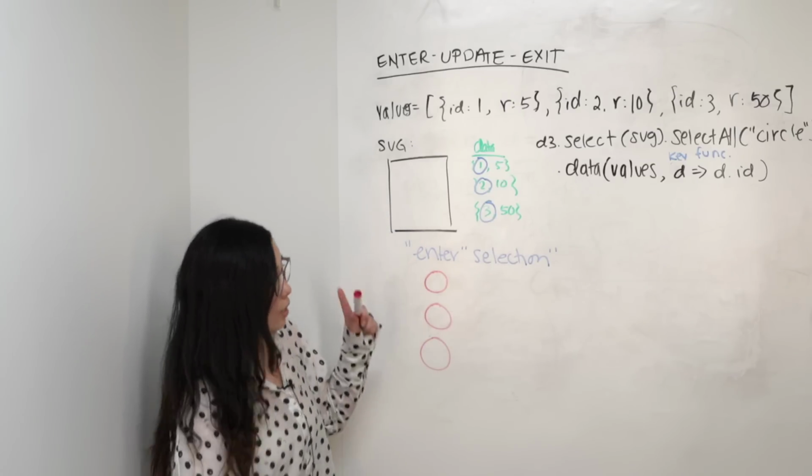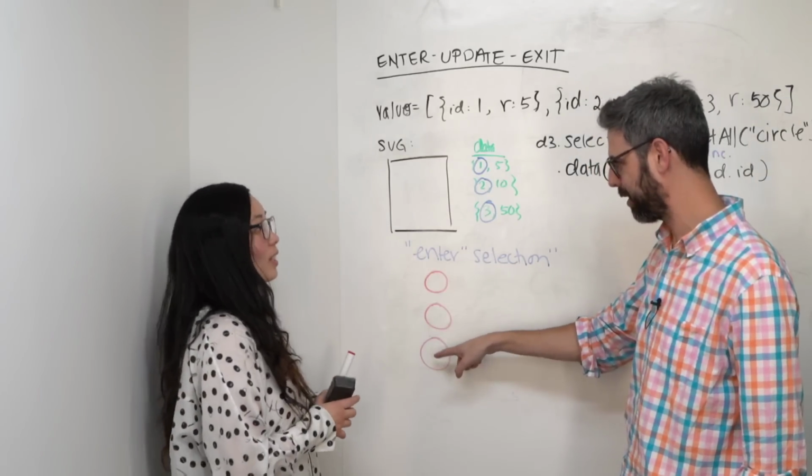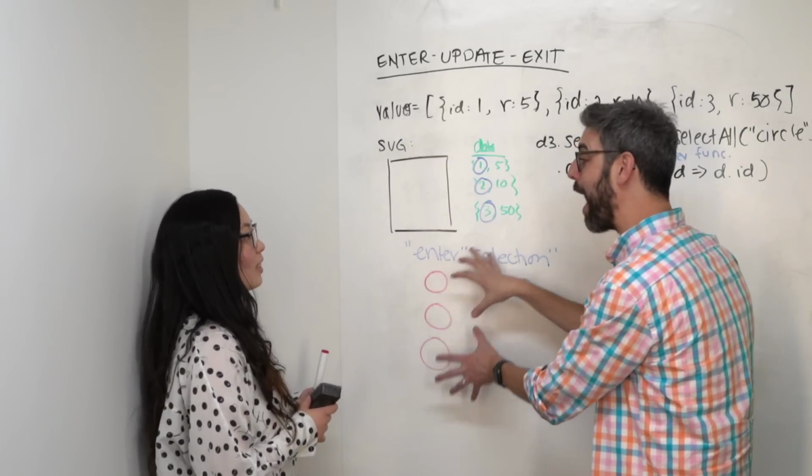Can I ask a question? Yes. So if those did exist, would it then just grab those elements?